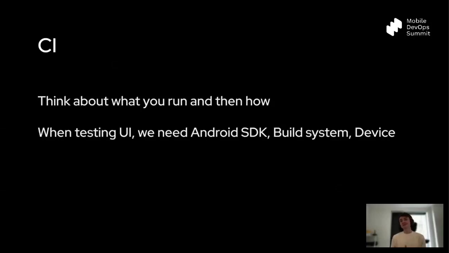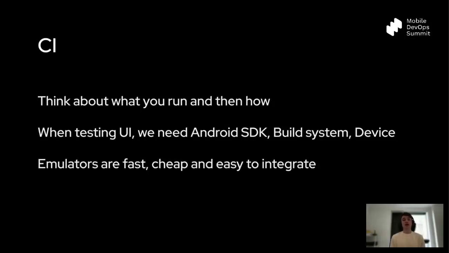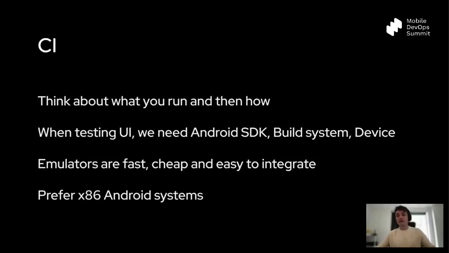Also, when testing UI, remember that what is needed is the Android SDK, build system, and the prerequisites to it, and the device itself where you will run the Android system. It can be an emulator, a real device, or Docker. Emulators are fast, they're cheap and easy to integrate, so they're quite easy to start with, and I would definitely recommend this option as well. Other than that, prefer x86 Android systems because they run faster and also improve the performance of the UI tests for you.